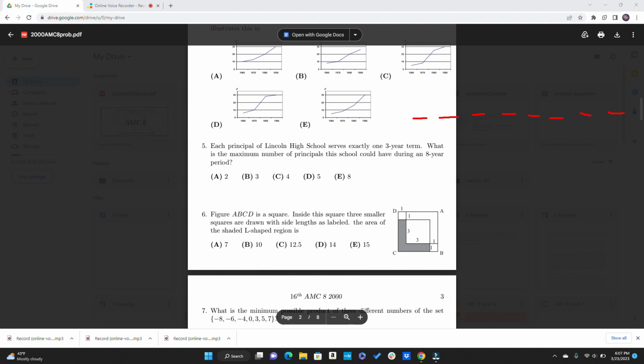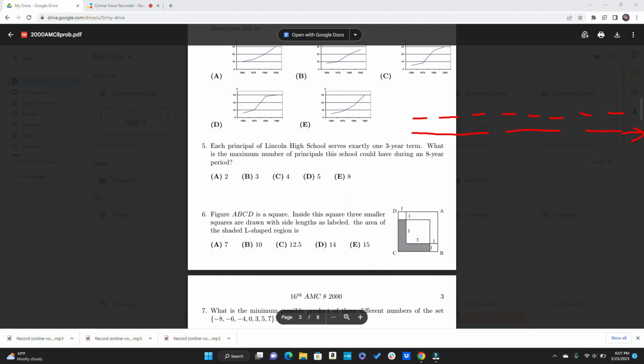Something that people might assume is that the first principal needs to start in this first year and then go this entire time. But if we do it like that, then we would have 1, 2, 3 principals, right? And then that last guy would keep going for the next year after we stop paying attention.